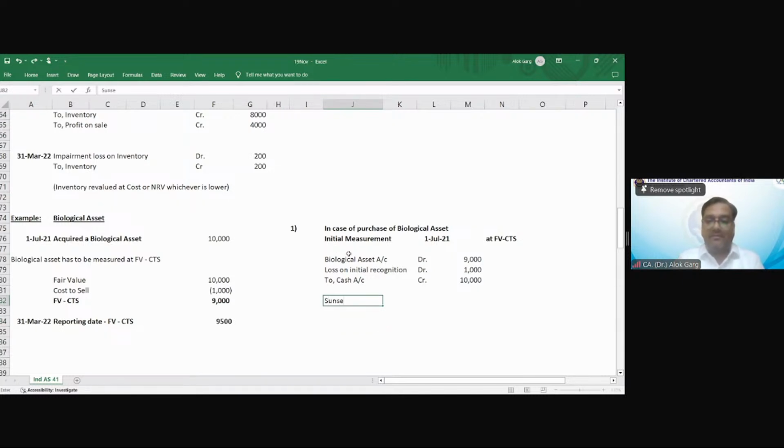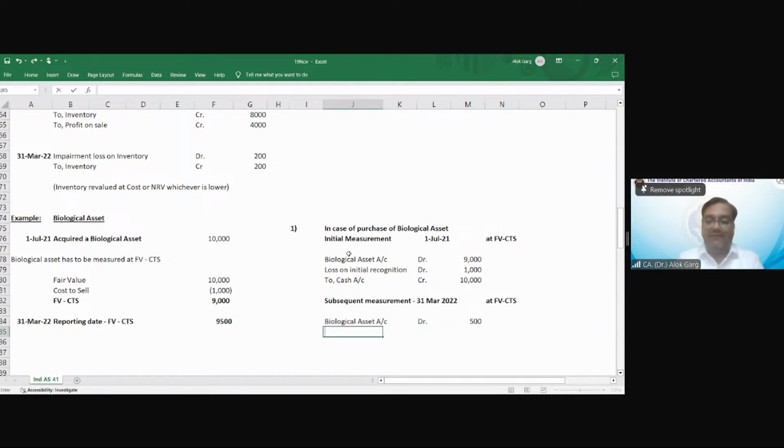Subsequent measurement. March 2022. Again, at fair value less cost to sell. So what is my fair value less cost to sell? 9,500. What was my initial value? 9,000. So what should I do? I have to debit biological asset. By what amount? 9,500 minus 9,000.